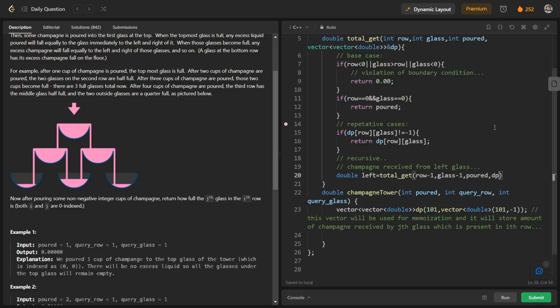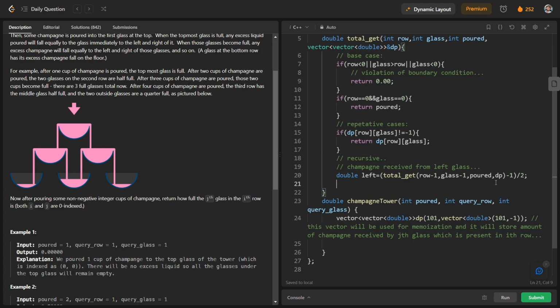This function will return the amount of champagne which has been received by the glass of row -1 and glass -1. In order to find the excess, we will reduce it by 1, because 1 unit has been stored in that glass. Half of this excess amount will be given to our current glass, so we will just divide it by 2.